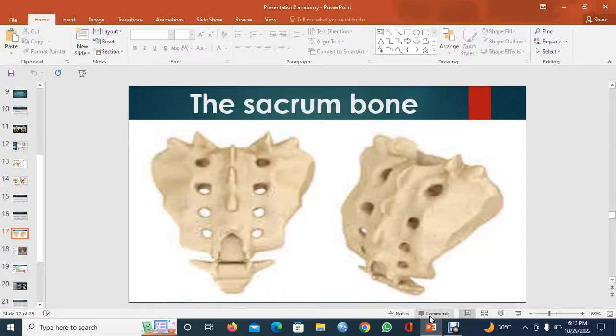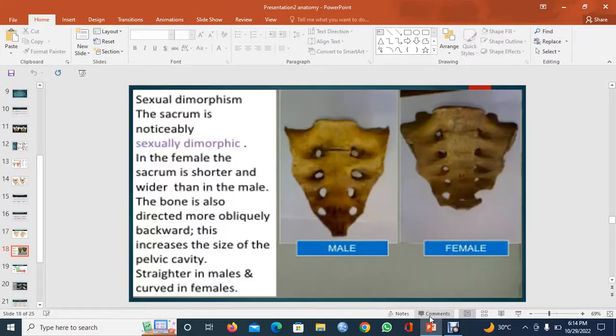So now we come to the second bone, which is also a very important bone in determination of the sex. It is the sacrum. About sacrum dimorphism, it is said that it is noticeably sexually dimorphic. In the female, the sacrum is shorter, wider than in male, and the bone is also directed more obliquely backward, which increases the size of pelvic cavity, and straighter in males and curved in females.